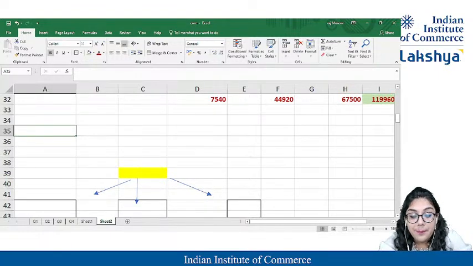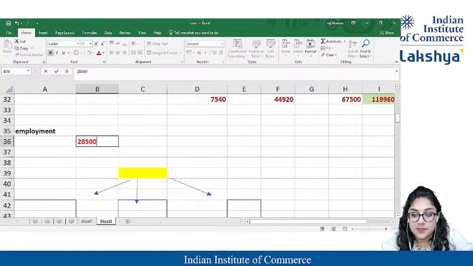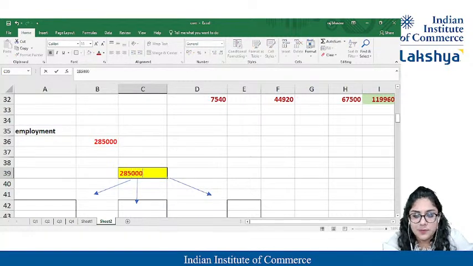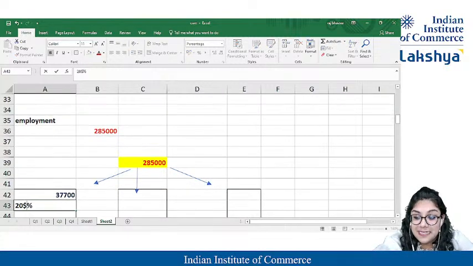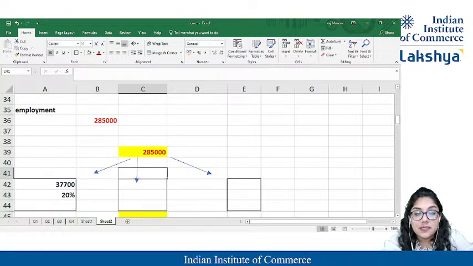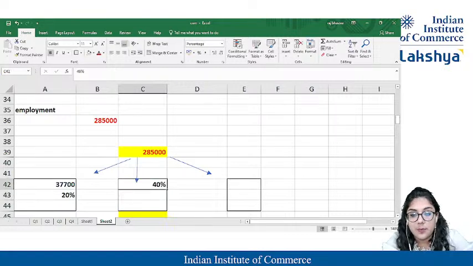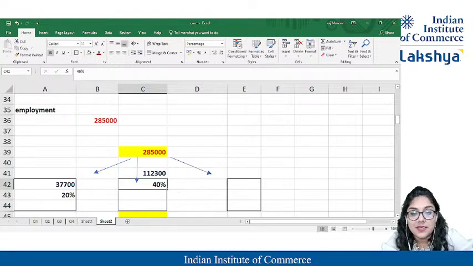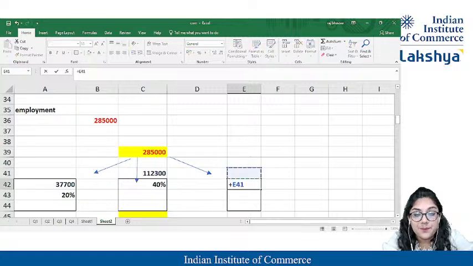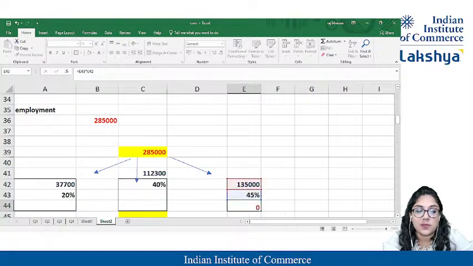Let's say my employment income is, let's say, 2,85,000. So what will I do? I'll write like this, ma'am. 2,85,000. Then first 37,700, you are supposed to pay 20% tax. For the next, ma'am, 1,50,000 minus 37,700 at 40%, and beyond that, guys, it is 285. I hope now you're getting the things. Cool. This is just for our more practice. So what I can do is I just can take the total. That's all.